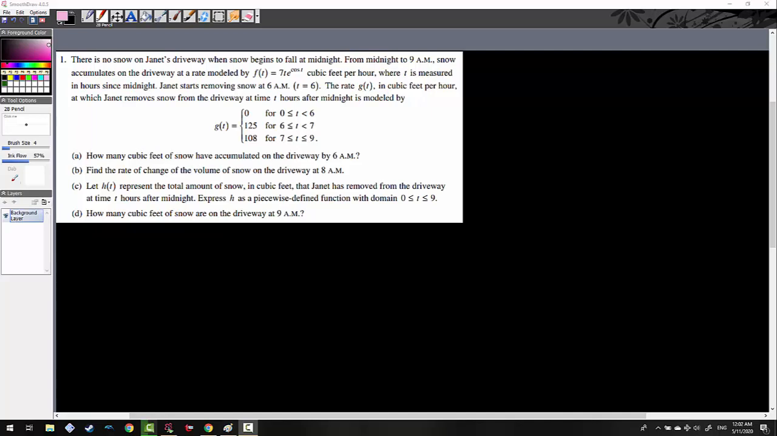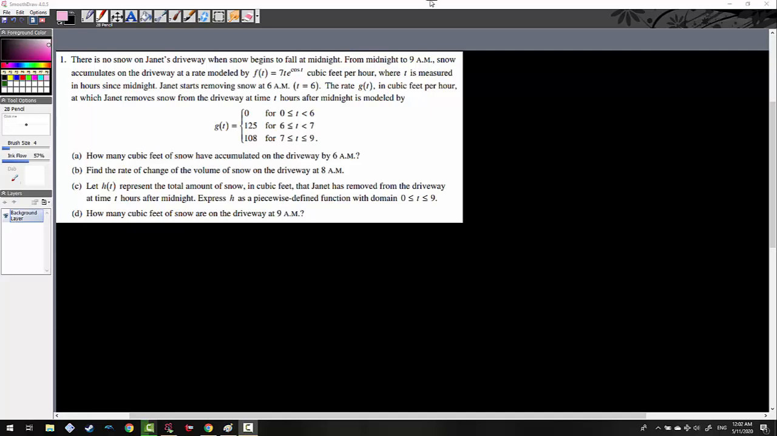From midnight to 9 a.m., snow accumulates on the driveway at a rate modeled by f of t equals that thing, cubic feet per hour, where t is measured in hours since midnight. Janet starts removing snow at 6 a.m., t equals 6. The rate, g of t, in cubic feet per hour at which Janet removes snow from the driveway at time t after midnight is modeled by g of t equals that crazy piecewise function.